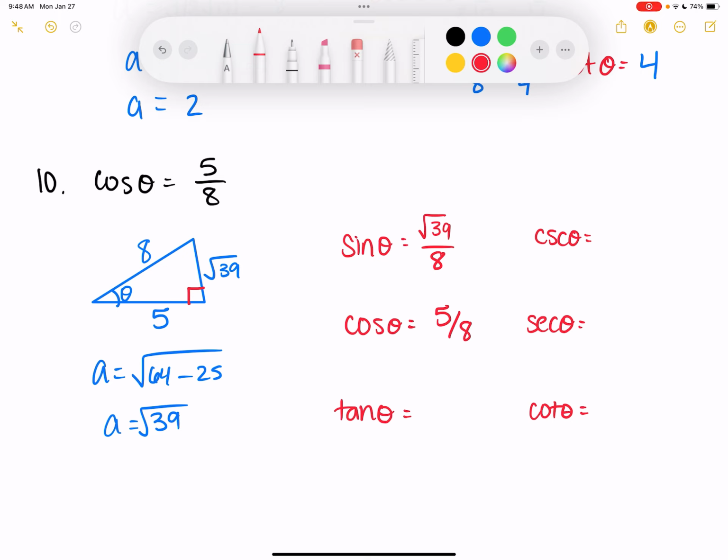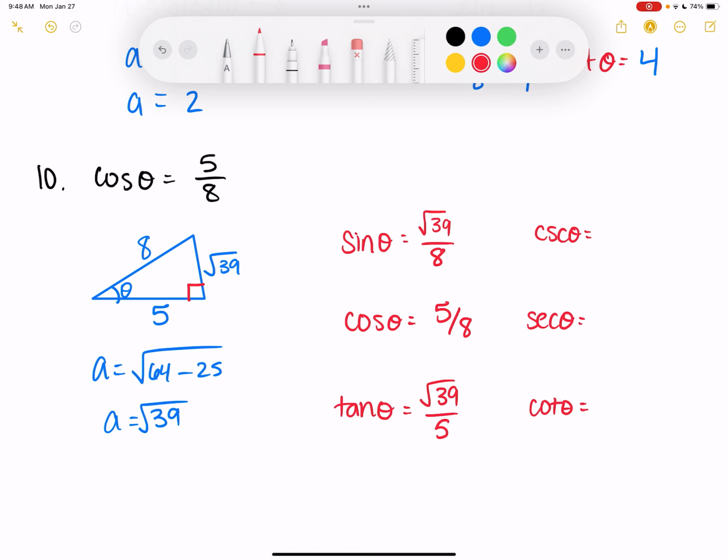Okay, what was tangent? Square root of 39 over 5. All right, cosecant. I remember this. 8 over the square root of 39, which is 8 root 39 over 39.